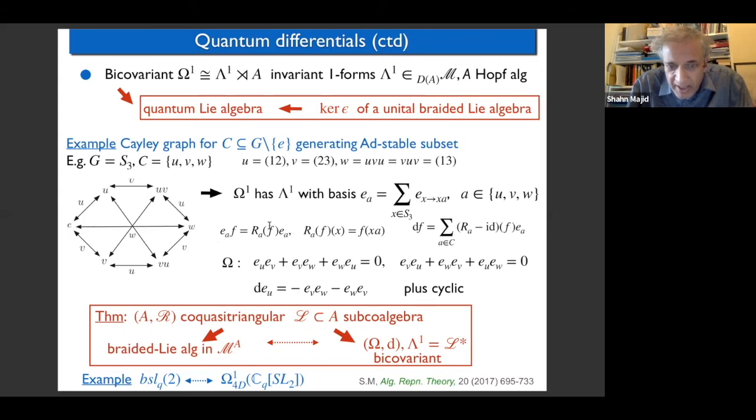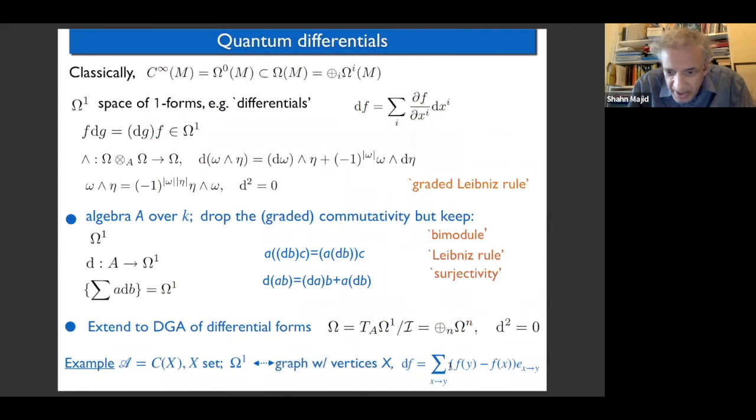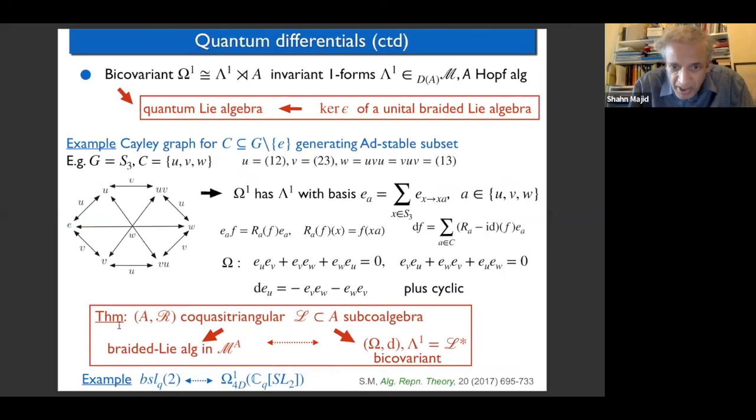I told you that omega one was the vector space spanned by the arrows. There's a natural bimodule structure, which is that f acts from one side by the source of the arrow and on the other side by the target of the arrow. So f acting on e of xy from the left is f of x, and f acting from the right on e of xy is f of y. So that bimodule structure translates into these relations between functions and these left invariant one forms.